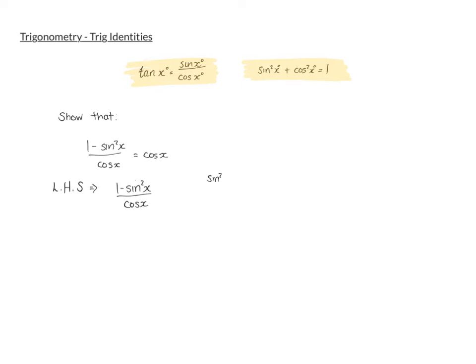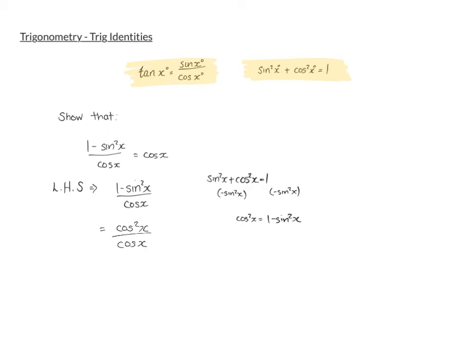So we know that sine squared x plus cos squared x equals 1. If we take away our sine squared x from both sides, you can see that we end up with cos squared x is the same as 1 minus sine squared x. Excuse that, I meant to do the arrow instead. So cos squared x is equal to 1 minus sine squared x. On the top we have 1 minus sine squared x, so that means we can take this 1 minus sine squared x and replace it with cos squared x. So we end up with cos squared x on the top and cos x on the bottom.